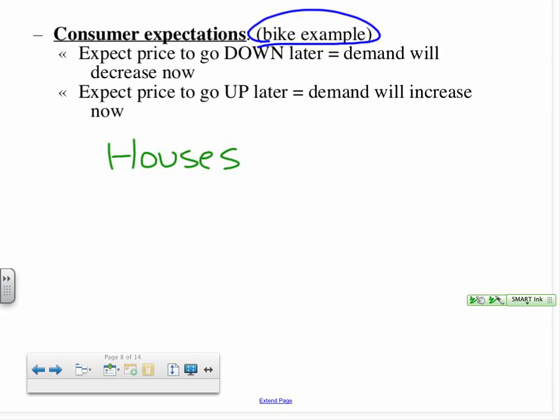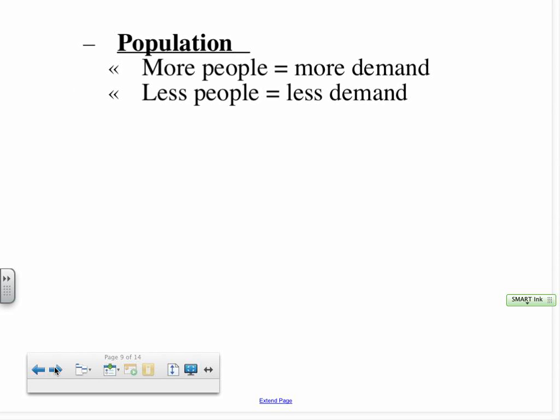Another good example for this is houses. If you read a newspaper article that the price of houses is going to go up 6 months from now, people will go and they'll buy their houses now instead of waiting. Maybe they're like, we'll probably buy a house in a year. They hear that in the news, house prices are going to go up, they'll go buy it now, they won't wait. So demand will increase now if you expect prices to go up later. The next one, population.